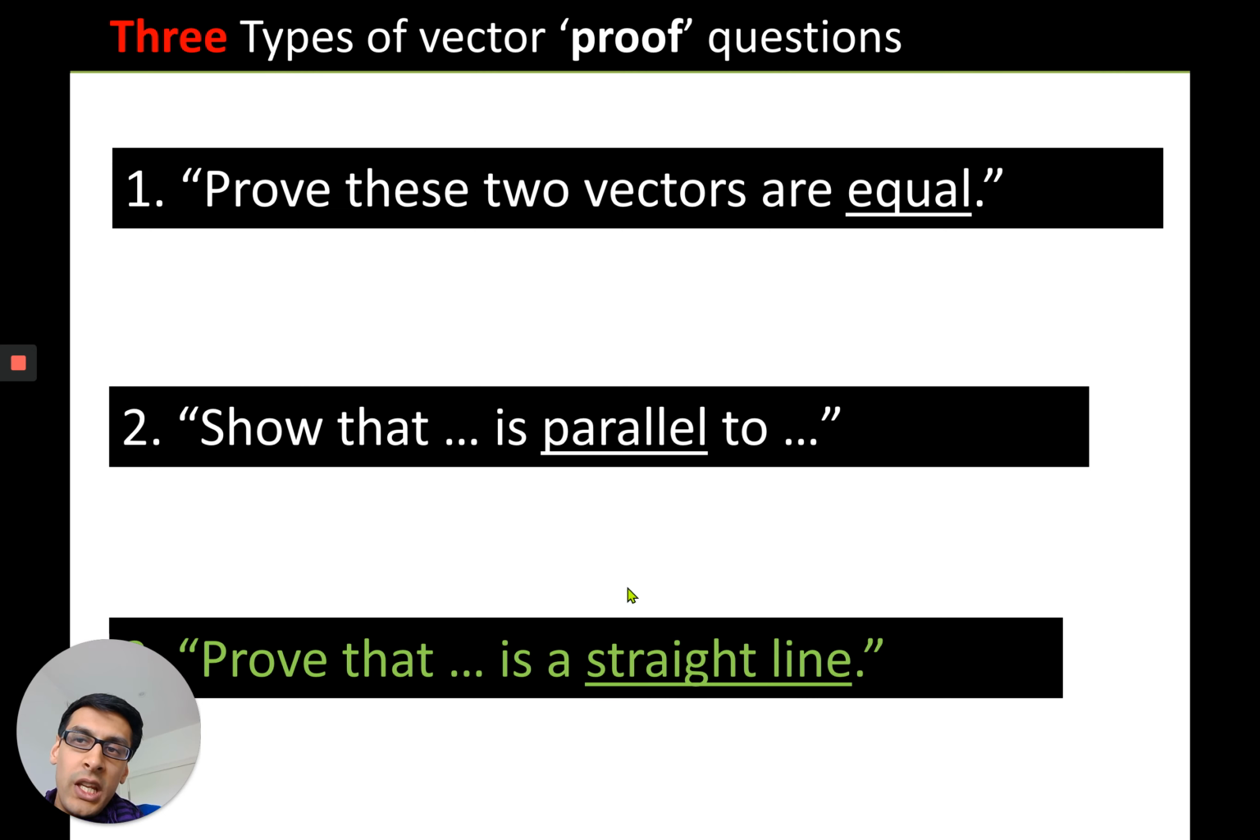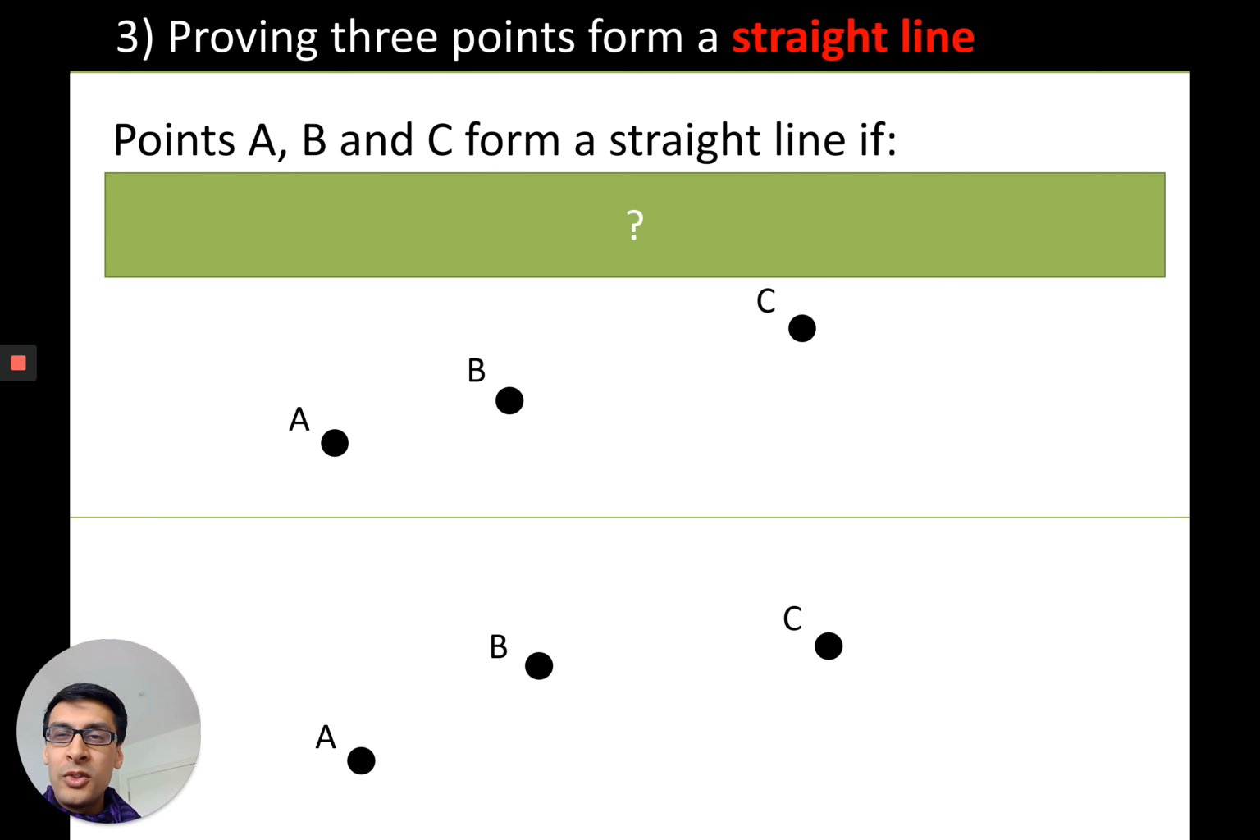This is video 3, part A of proofs. We're going to consolidate the final part of proofs, looking at how to prove something is a straight line. So looking at the first couple of properties, proving 3 points form a straight line.